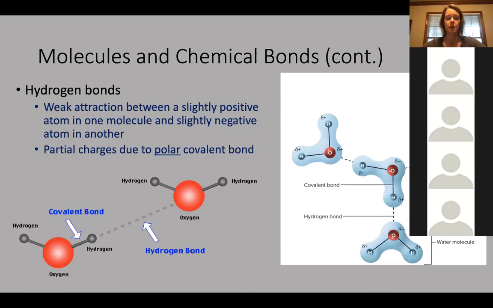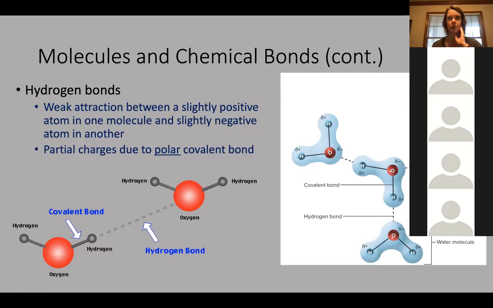So what is a hydrogen bond? Sometimes they're a little bit difficult for students to understand, so I'll try to break it down as simply as possible. It's always going to involve a hydrogen atom, and that hydrogen atom is attracted. Let's think about water here. Water is the easiest example. That hydrogen atom in water, H2O, is slightly positive, and it's attracted to the slightly negative oxygen in another water molecule. So this happens between molecules. That's really important.